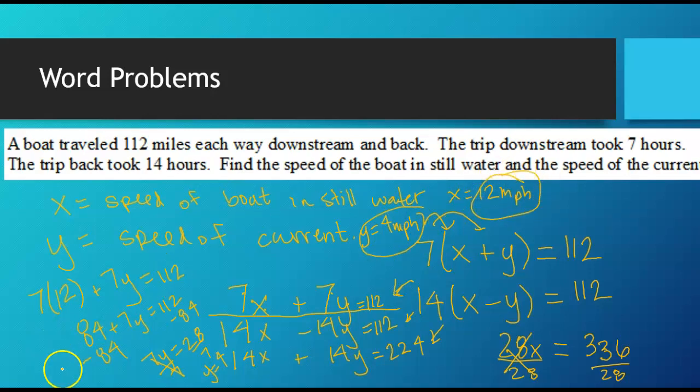Okay, so you can use these systems of equations to solve these type of problems, which you'll have if you look on your homework. So good luck, and we will see you next time.